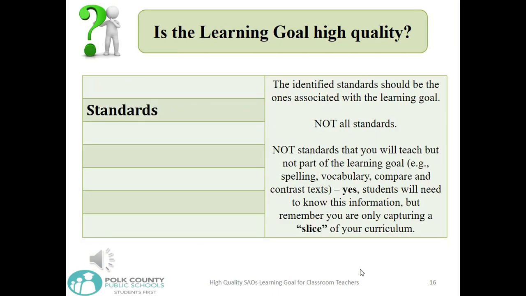The standards identified in the SAO learning goal planning section must be the ones associated with the learning goal, bearing in mind that this is a slice of the curriculum. In other words, all standards associated with the content area and grade level should not be included unless they are specifically going to be measured.